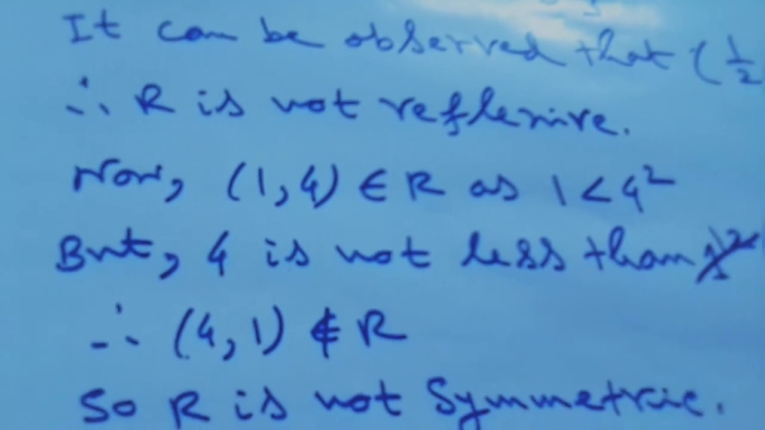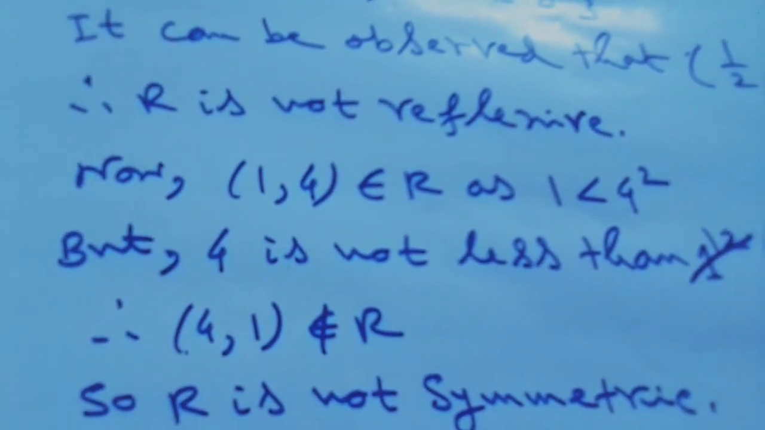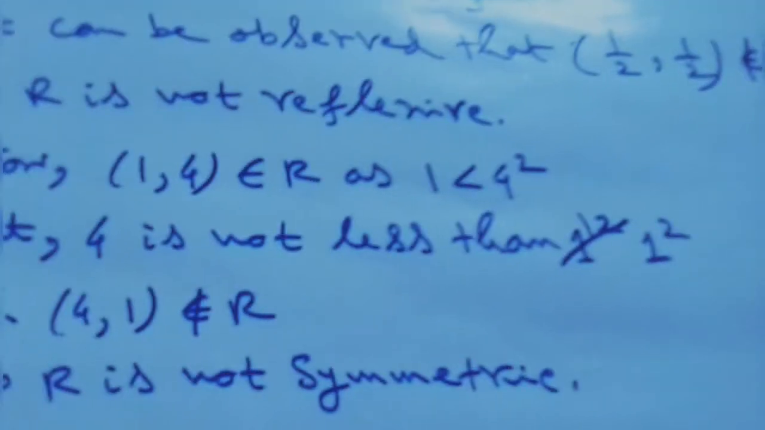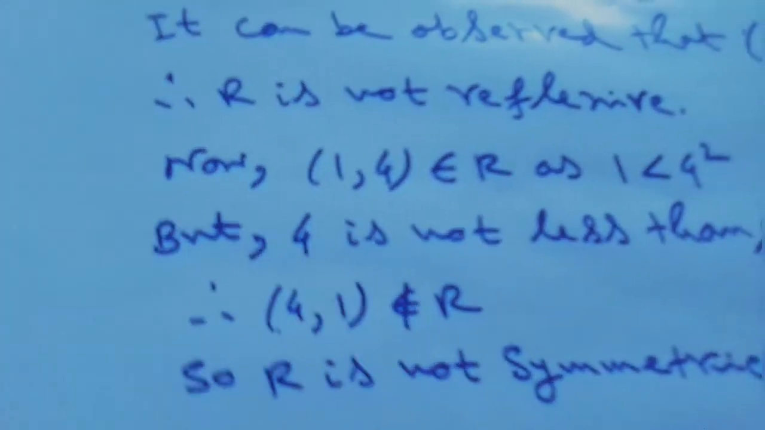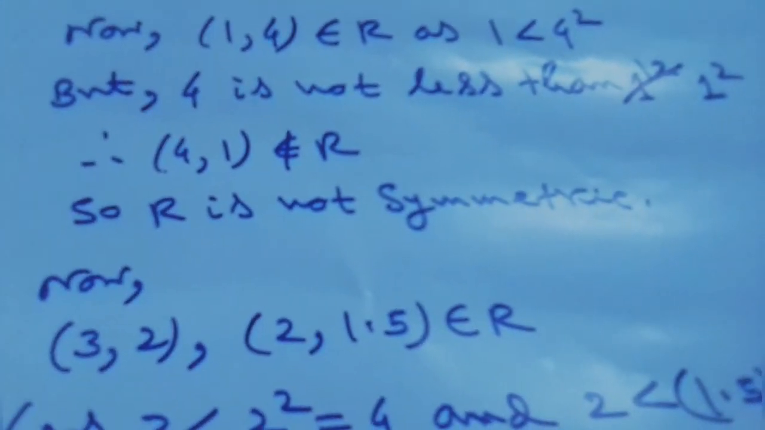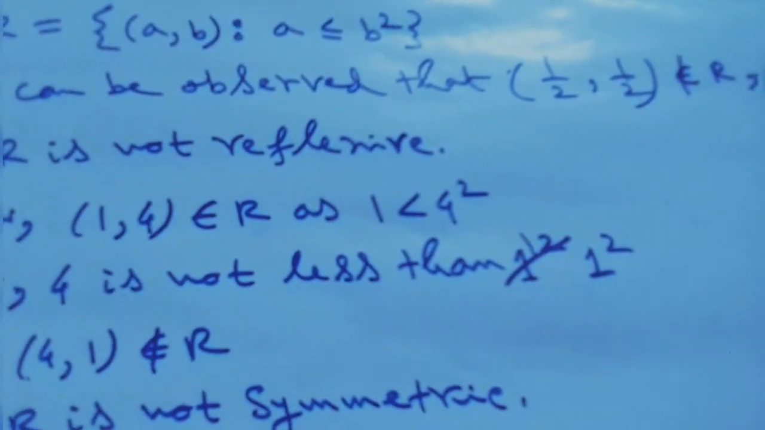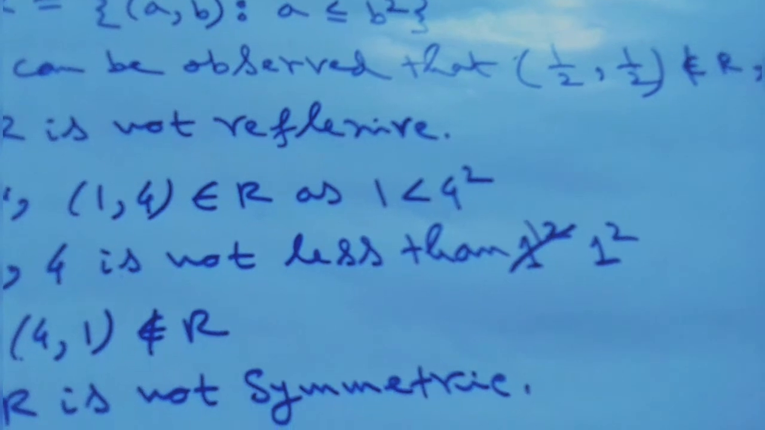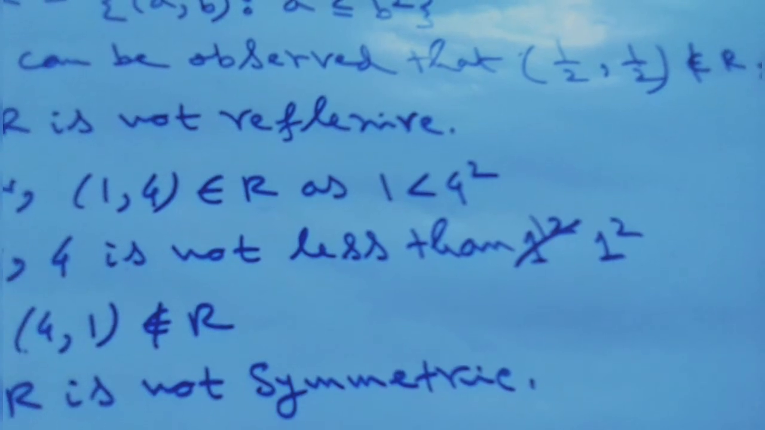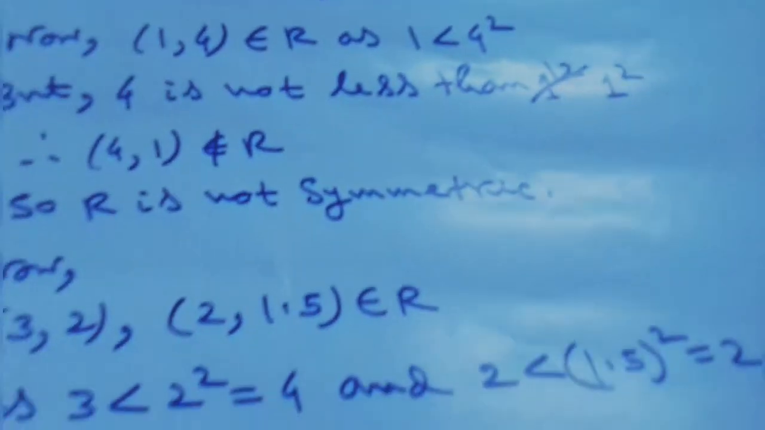Now if we take the two points (1, 4), it belongs to R, since 1 is obviously less than 16, which is 4 squared. But if we take the alternative element (4, 1), this doesn't belong to R, as 4 is not less than or equal to 1. So the relation is not symmetric, as we find by the definition a is less than or equal to b squared. Taking a as 4 and b as 1, 4 is less than or equal to 1 squared, that is 16 is less than 1, which is false, so R is not symmetric.